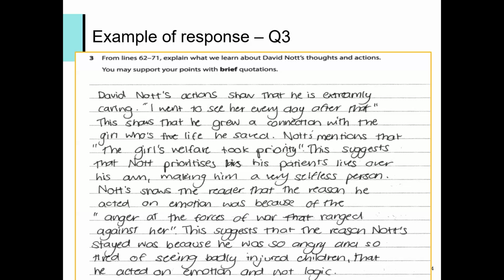If anyone would like to pop a mark in, they're very welcome to do that. If you want to look at your own marking.